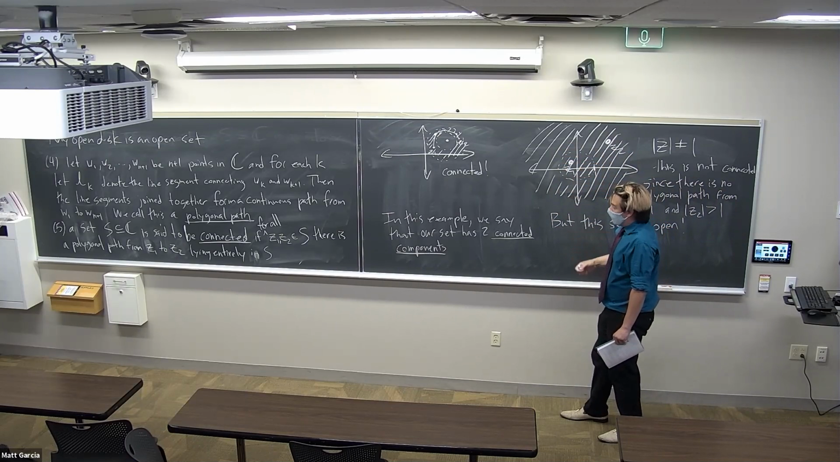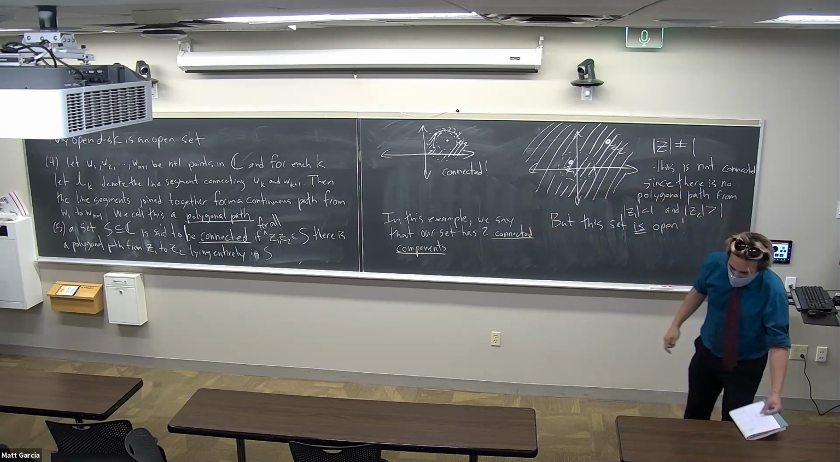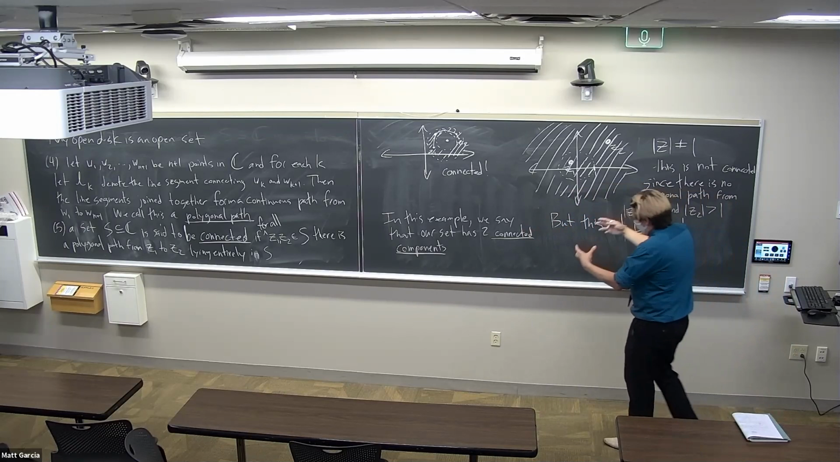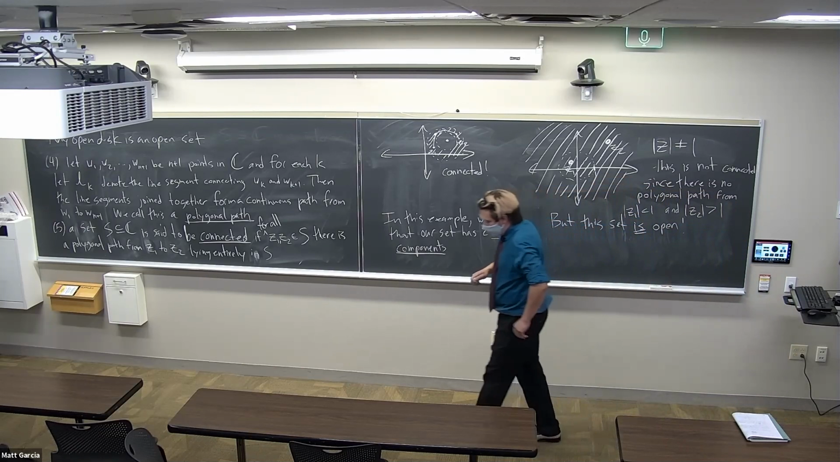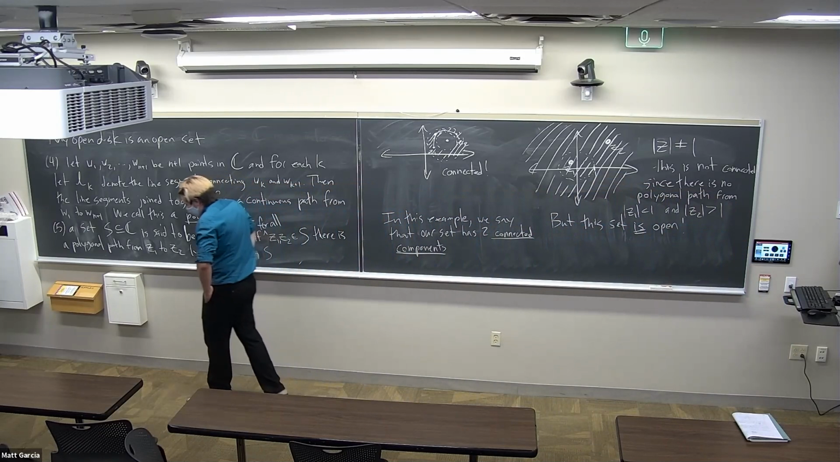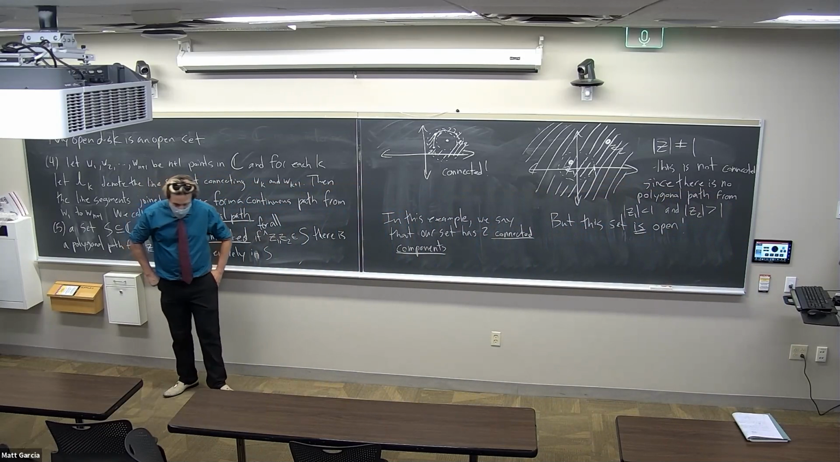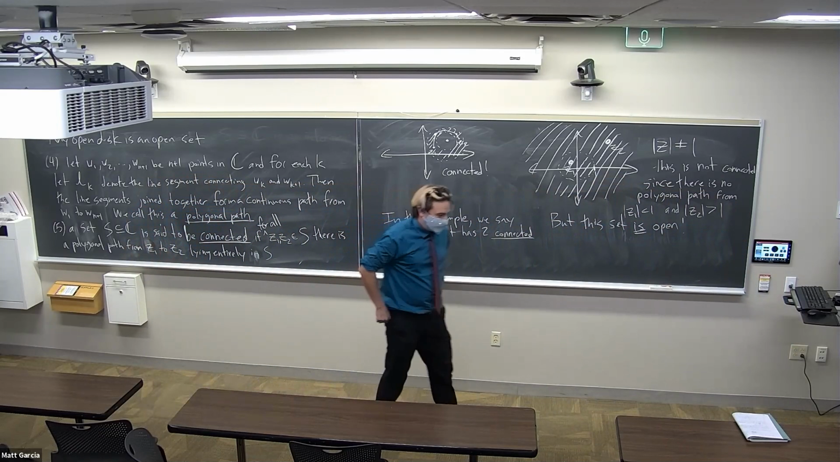So if we have a set which is not connected, we can express it as a collection of connected components. If you had a set that was all complex numbers except for those whose moduli are equal to an integer, then you would have countably infinitely many connected components, right? And that's allowed.